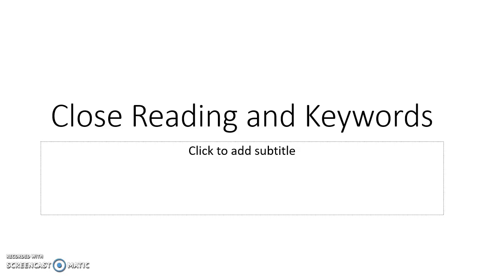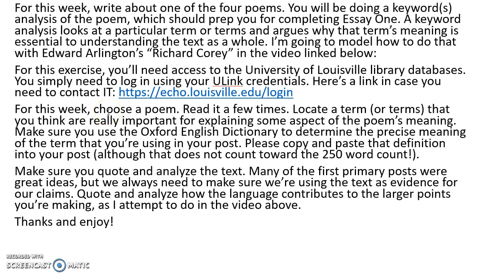I want to look at the assignment. For this week, write about one of our 4 poems. You'll be doing a keyword essay, and I'll show you how you might approach this through Edward Arlington Robinson's Richard Cory poem. You will need to be able to access the university library and our databases, so have your ULink password and username handy. This is the same username and password you use to check your grades or pay your bills, so it should be easy for you to do that.